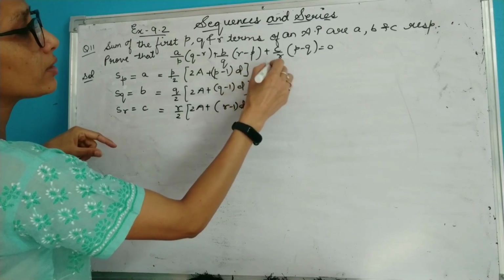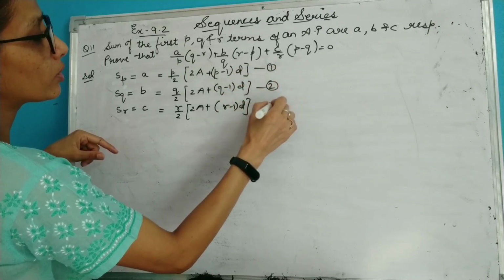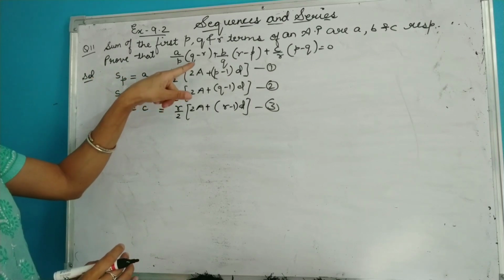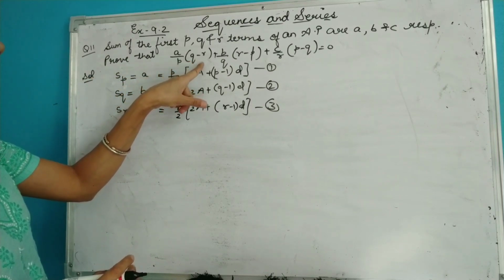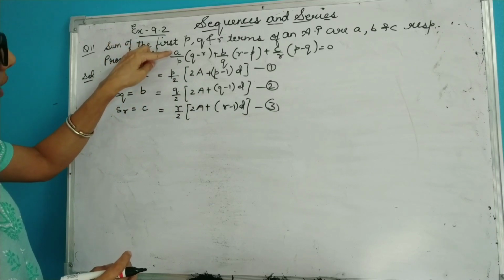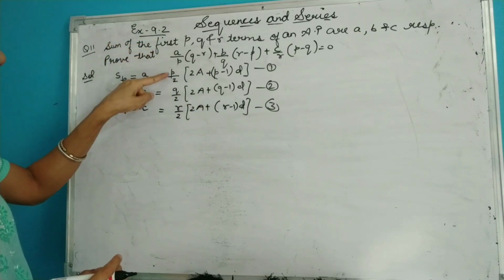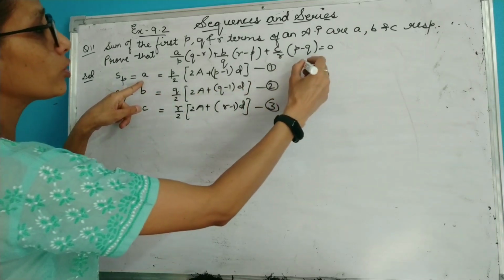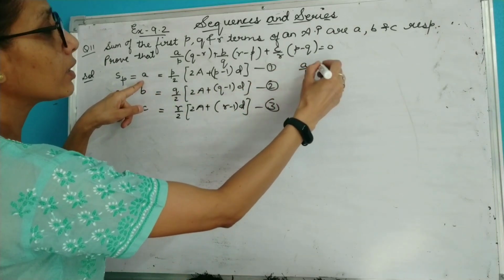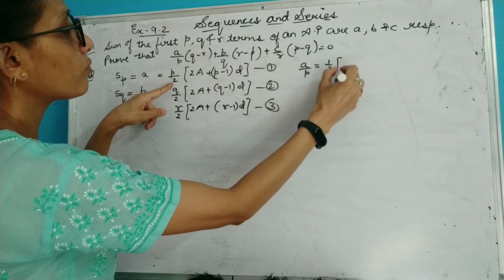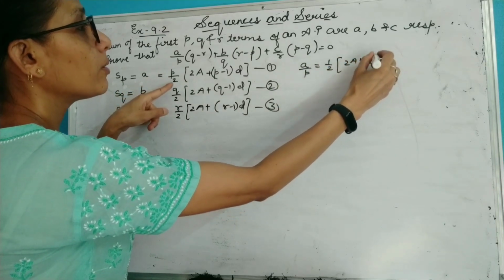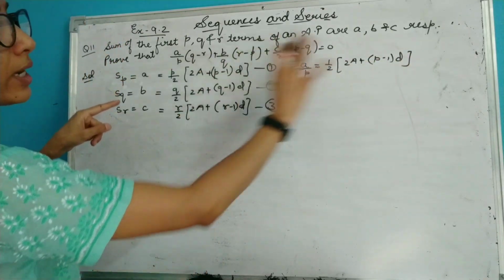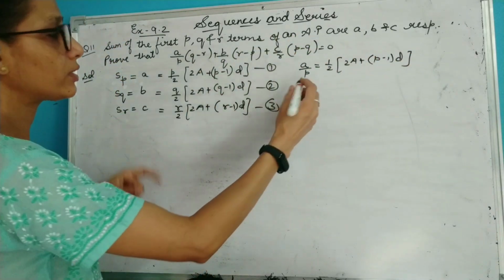So these are the three equations which I have got from the given. Now you see, children, here it is given q minus r, or I can simply say this is given as a by p. So this p, if taken down, then I can get the value of a by p. So a by p equals half of 2a plus p minus 1 into d. I have just taken this p down and written the rest of the things as it is.